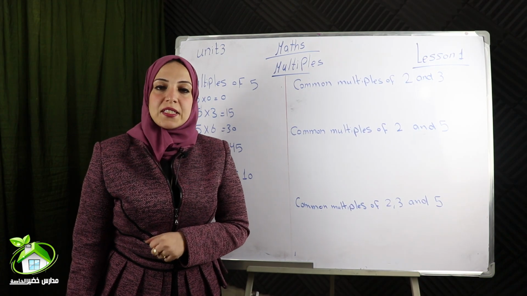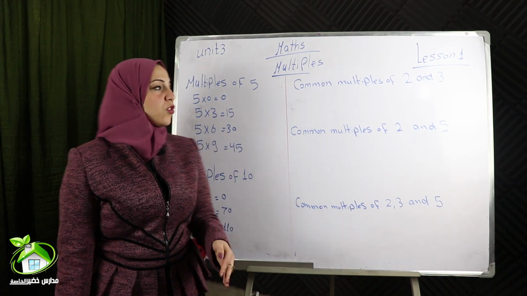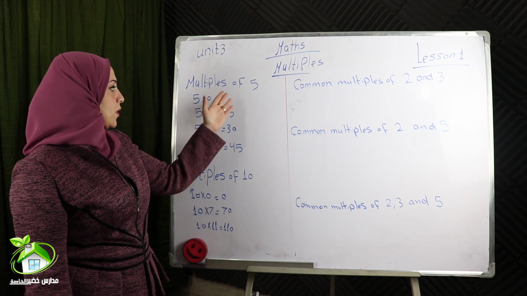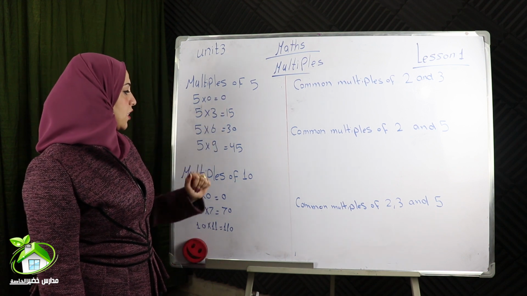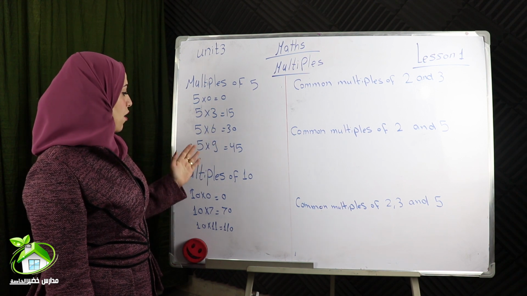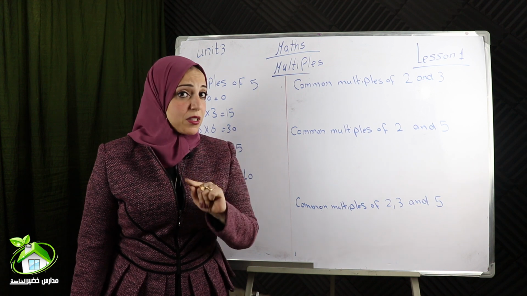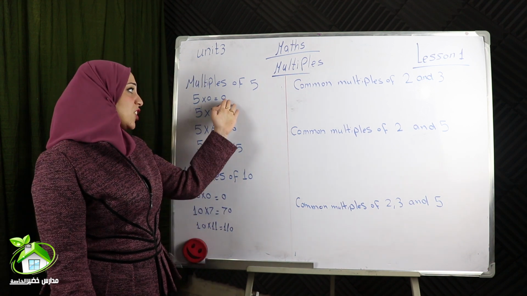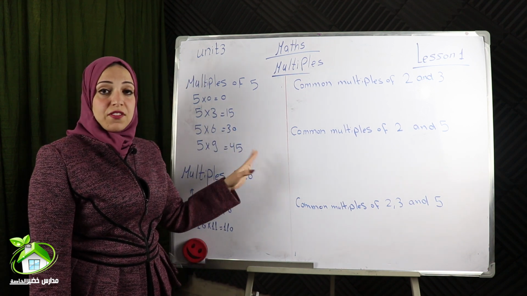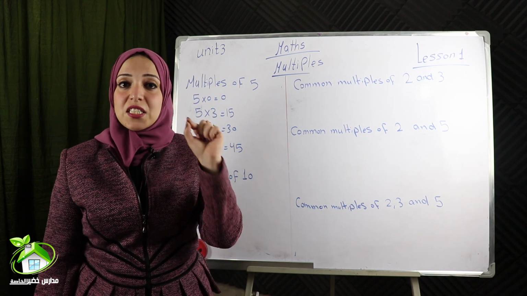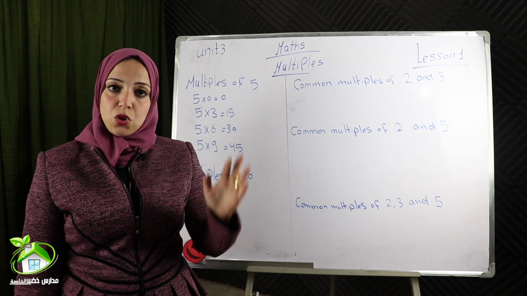If I want to list the multiples of 5, as I did before, I multiply 5 by many whole numbers, as 5 times 0 equals 0, 5 times 3 equals 15, 5 times 6 equals 30, 5 times 9 equals 45. I notice that for all the multiples of 5, the unit is 0 or 5. Then I can say that all the numbers whose unit equals 0 or 5 are multiples of 5.